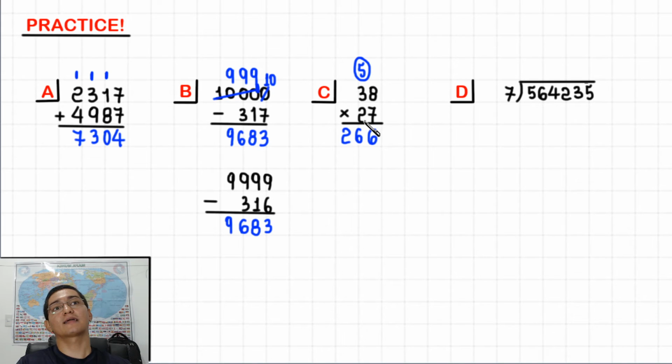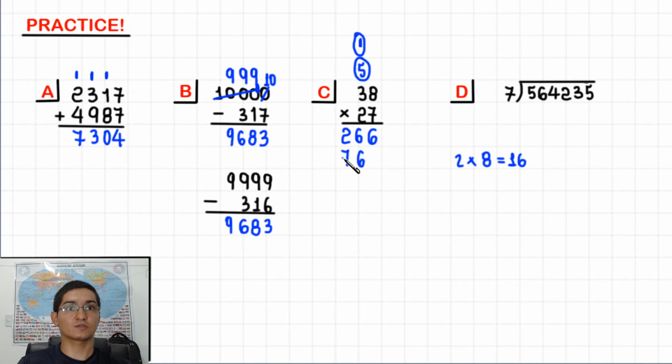We multiply now by 2. What is 2 times 8? 2 times 8, that is 16. I write 6 from 16 here at the bottom of this column, and the 1 goes up here. And now I multiply 2 times 3. 2 times 3 equals 6. I add 1 and I find 7. That is what I write here.